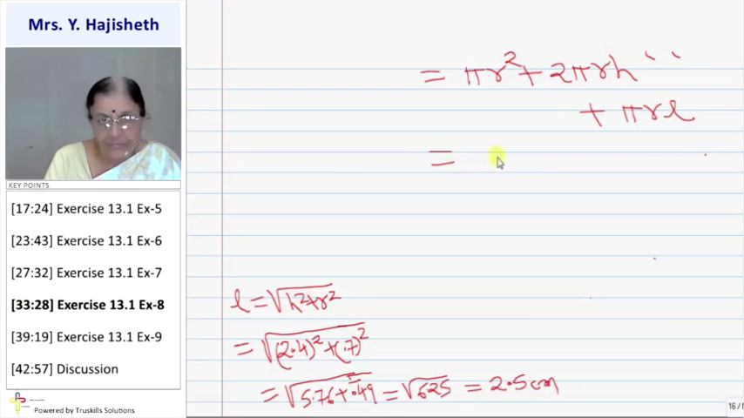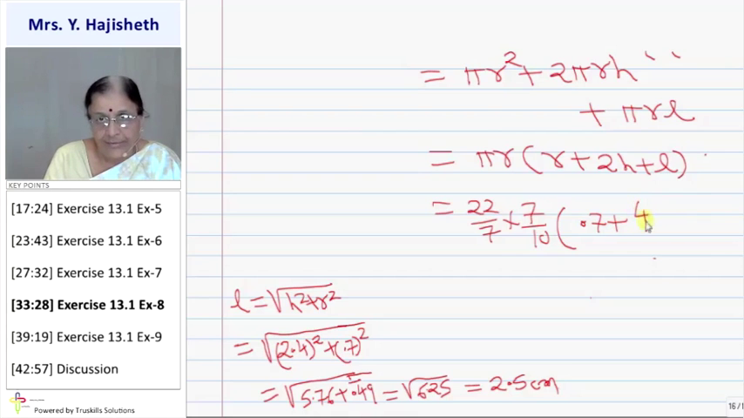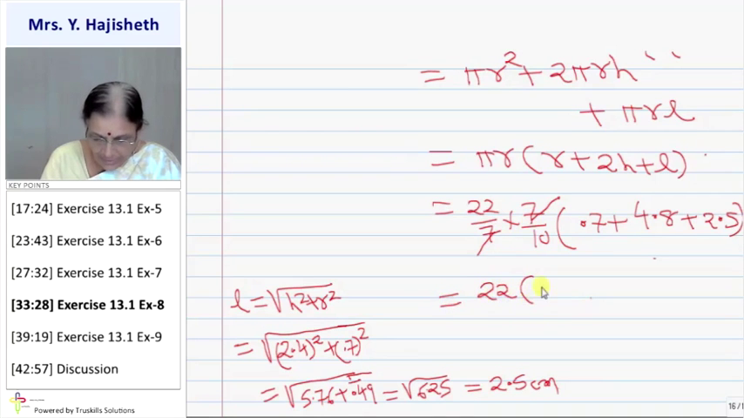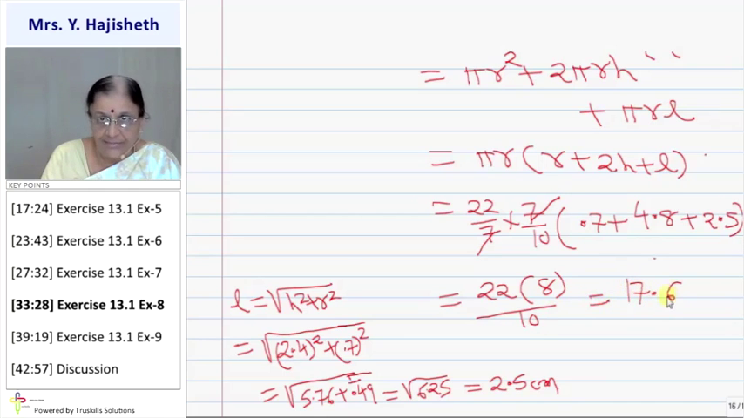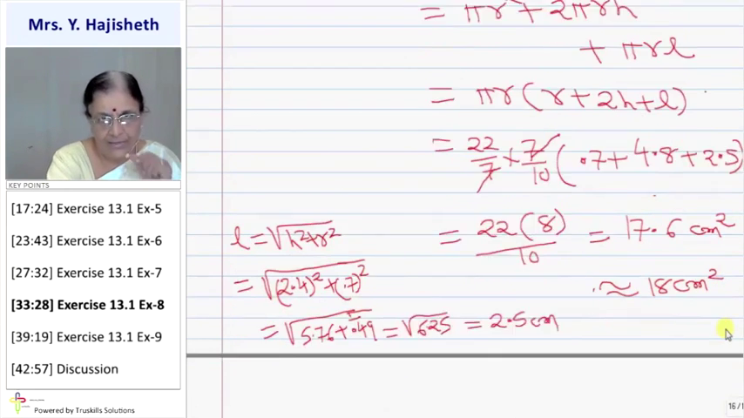Pi r square मतलब इस सब में से मैं पाई आर कॉमन निकाल दो. अंदर क्या आया? आर प्लस 2h प्लस एल. नाउ पाई मतलब 22/7, आर मतलब 7/10, अंदर आएगा 0.7 प्लस 2h मतलब 4.8 एंड एल मतलब 2.5. एड देम. 7 तो गया. क्या आया? 22. अंदर क्या आया? इस सबका टोटल आएगा 8 अपॉन 10. सो इट इज 176/10. सो 17.6 सेंटीमीटर स्क्वायर. सो अप्रोक्सीमेटली इक्वल टू 18 सेंटीमीटर स्क्वायर. दो सम सिमिलर है. देखा आपने? 7 and 8 आर सिमिलर.